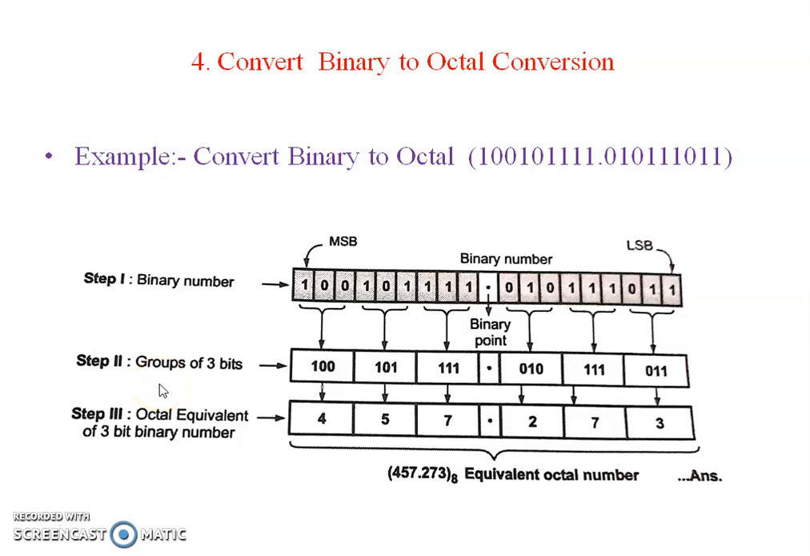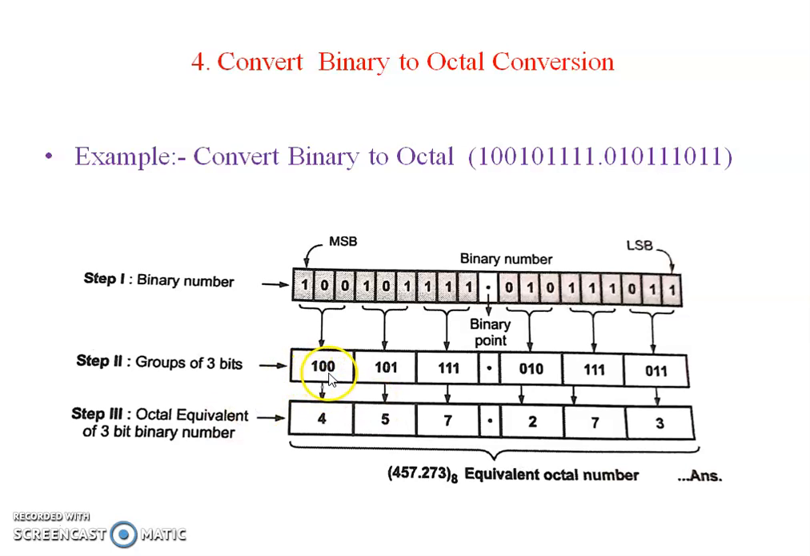starting from either side of the binary point, form groups of 3 bits. Okay, we write groups of 3 bits. Here 100 is the first 3 bits, then the next 3 bits, then the next 3 bits, groups of 3 bits. This is our second step. Now our final step is to replace each 3-bit binary group with its equivalent octal number.